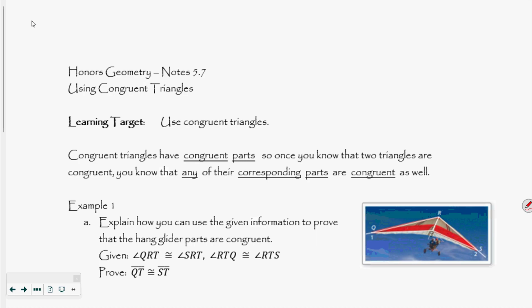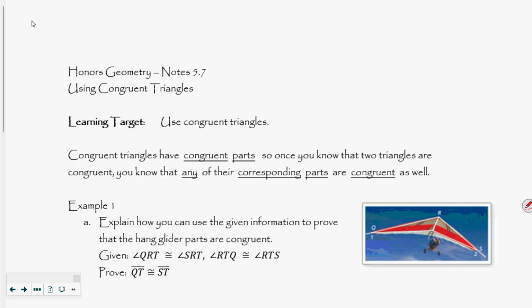Okay. So once we prove that 2 triangles are congruent, we know that all the corresponding parts have to be congruent. So that's one of the things that we're going to look at here today. Once we know that we have congruent triangles, all corresponding parts are congruent. So not just the sides, we know that all 3 sides are congruent, but now we can also say that their angles would be congruent and so forth.